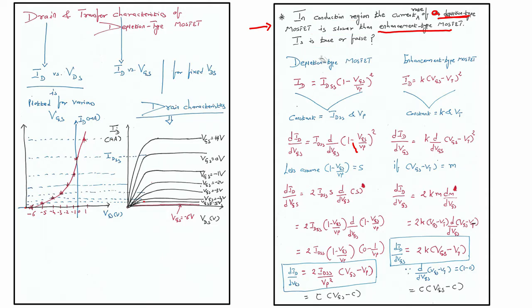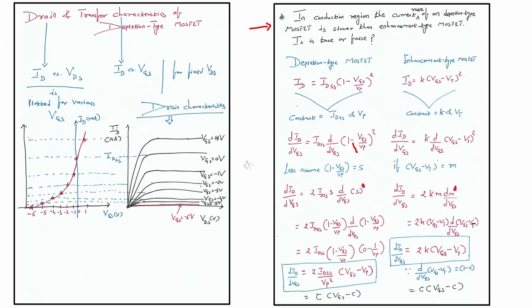The statement is, if I use my MOSFET, one is my depletion MOSFET, one is my enhancement MOSFET, and it says that in the conduction region my rate of change of current, that is ID, so dID by dVGS, is slower when I use depletion compared to when I use enhancement. Is it true or is it false? So, let us solve it.